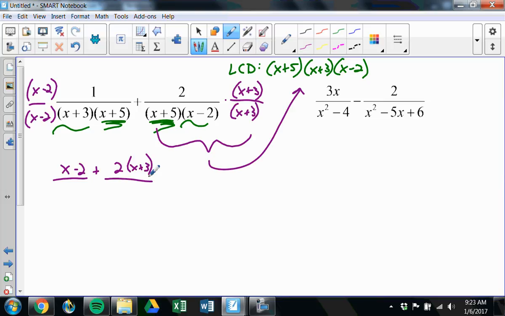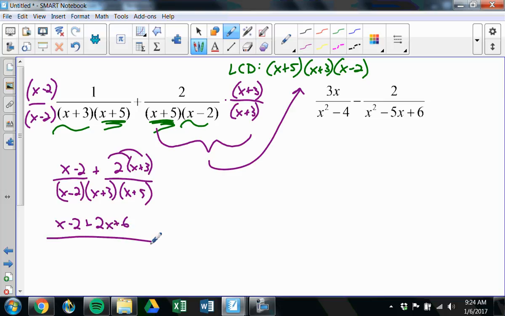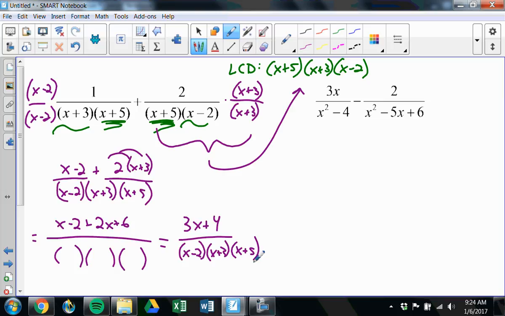Instead of writing this out over and over, I'm just going to recognize this is going to be x minus 2, x plus 3, x plus 5. This is the whole entire denominator. So I distribute, I get 2x plus 6, x minus 2 plus 2x plus 6 over whatever my denominator is, which would then become 3x plus 4. I'm simplifying the top. 3x plus 4 over x minus 2, x plus 3, x plus 5. X cannot be 2, negative 3, negative 5.